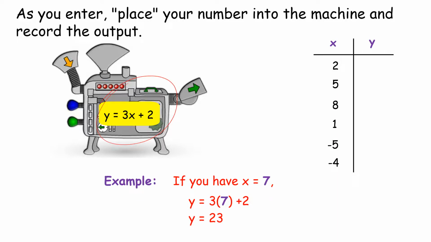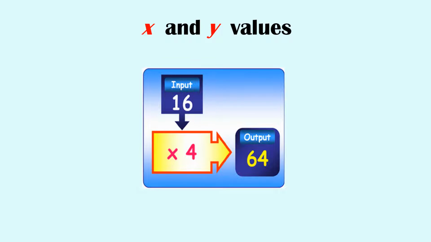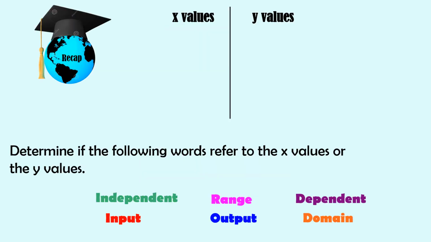Even your TI-84 app, if you type this into y equals, you're typing 3x plus 2, and it will give you the list of your y coordinates. Alright, so as you input a number for x, you will get an output of a number for a y value. So let's talk about the difference for x and y values.